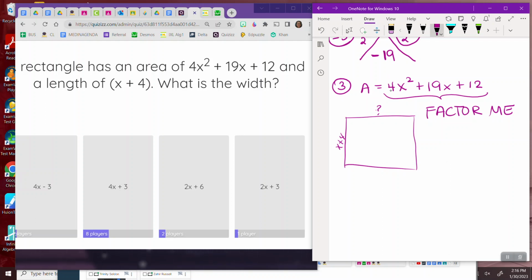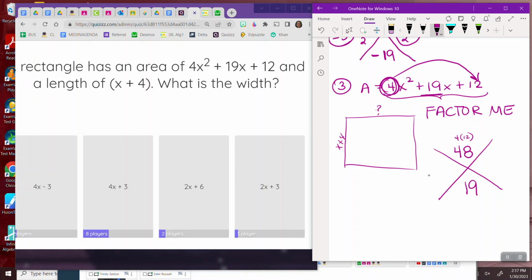So now, can we agree that there is no GCF in this expression? Okay, so now Jeremiah, because our a equals 4, we need to multiply it. What is 4 times 12? Louder. 48. All right, and the middle number, Jalea, is 19. So you need to look for two numbers that multiply to 48 and add up to 19.